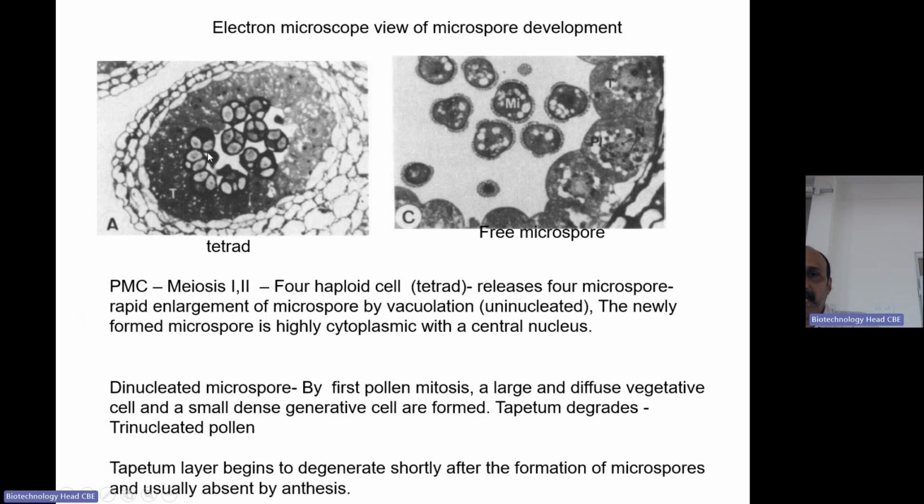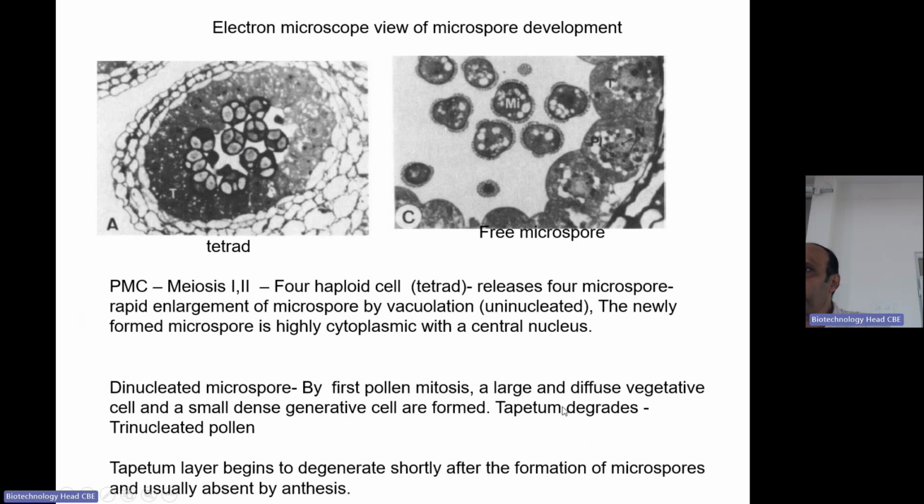So when it divides, it can divide into this vegetative cell and this generative cell, right? So you need to remember this. Next, this vegetative and generative cell will differ according to different plants, right? Before the pollen grain develops, the vegetative cell and the generative cell.